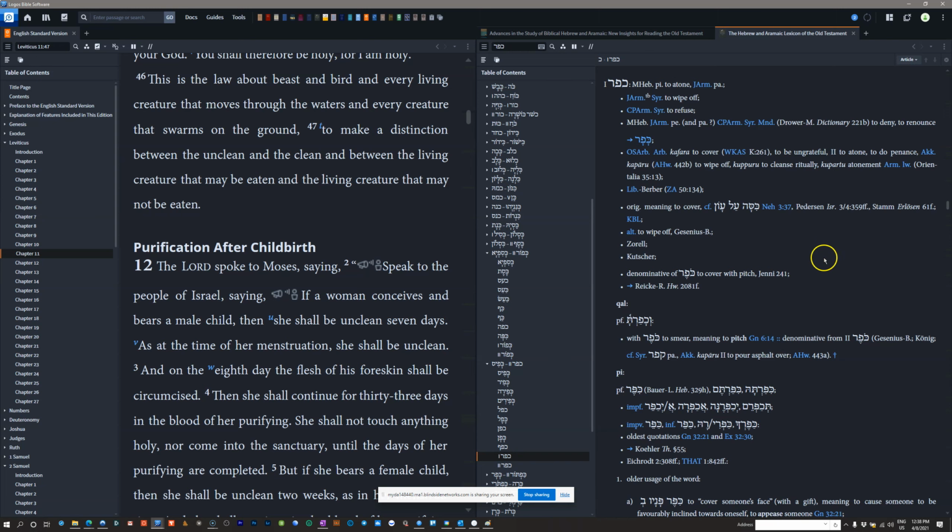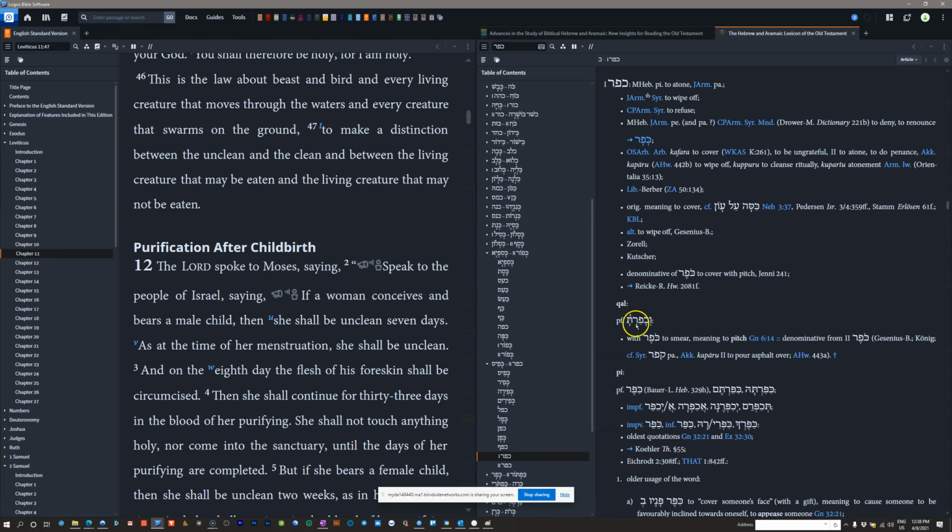So this first entry is what's important, because Futato is going to give you a word like atone, and for all you know, that's what kafar means every time it appears. But kafar actually does occur in the Qal, and in the Qal it means to smear. It specifically occurs in Genesis 6:14, the flood narrative, and there it means to cover the ark with pitch.